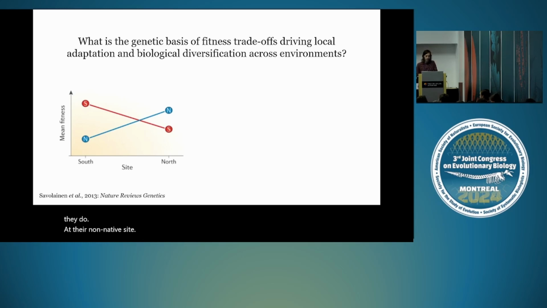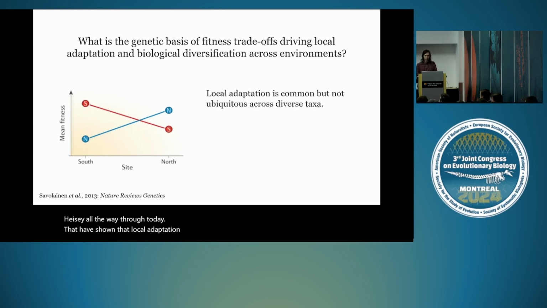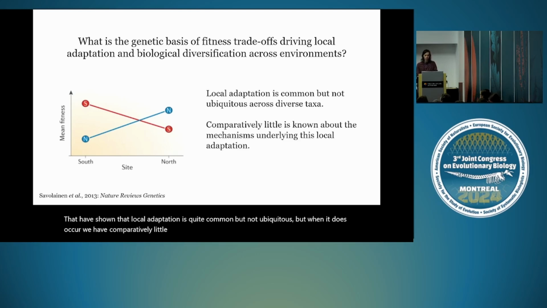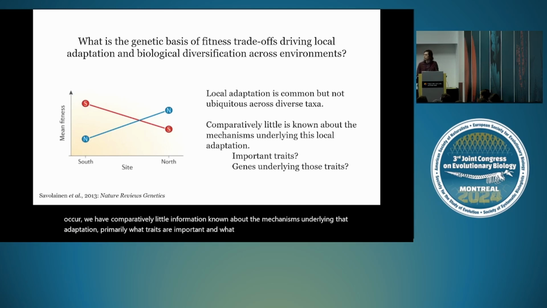And this has been studied quite extensively from classic experiments like Clausen, Keck, and Hiesey all the way through today that have shown that local adaptation is quite common but not ubiquitous. But when it does occur, we have comparatively little information known about the mechanisms underlying that adaptation, primarily what traits are important and what genes are underlying those traits.